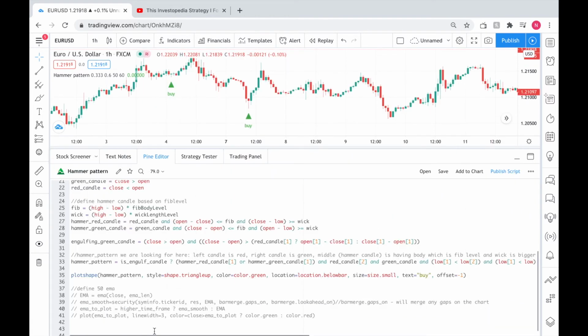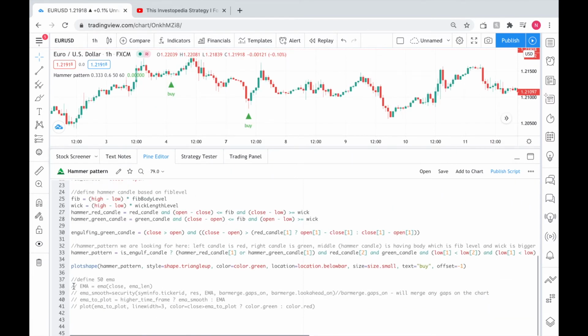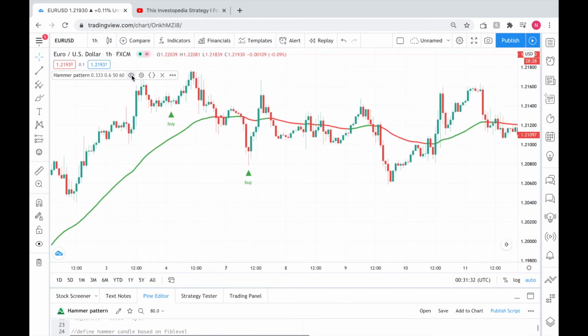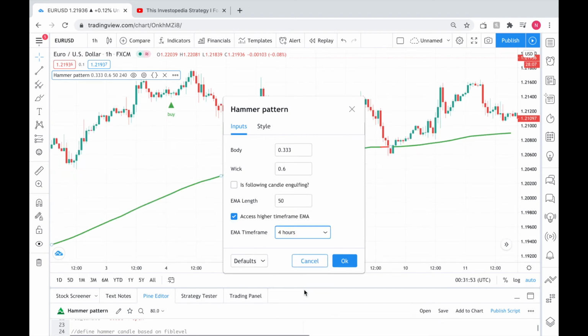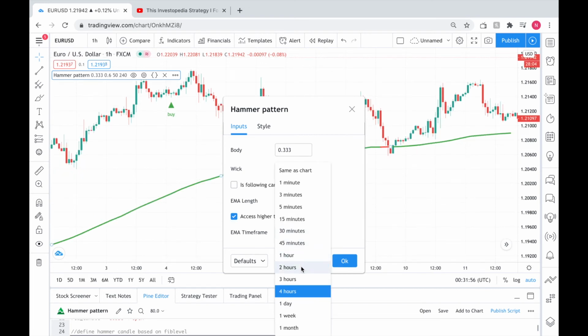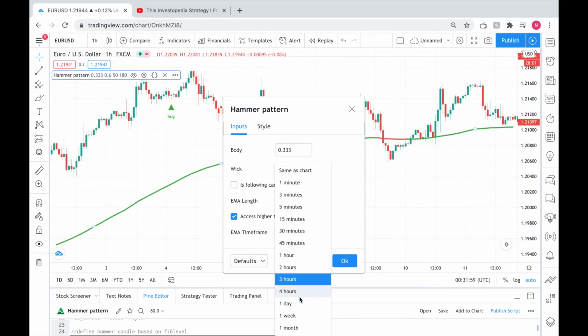So I went one step further and added a 50 EMA. I added something to access a higher time frame. So if this selection is not on, it will create an EMA of 50 for this time frame, which is 1 hour, but you also can access time frames for 4 hours, for 3 hours, for a day.